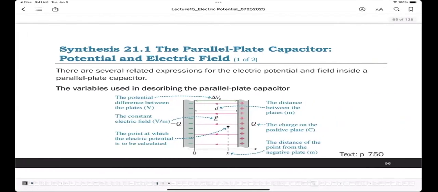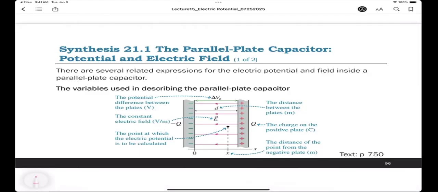Okay. Let's talk about the synthesis, how to resolve this kind of problem. The parallel plate capacitor, the potential and electric field. There are several related expressions for the electrical potential and field inside a parallel plate capacitor. The variables used in describing the parallel plate capacitors.